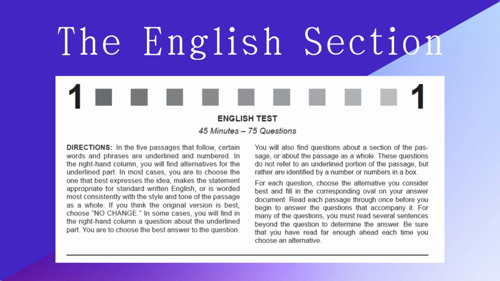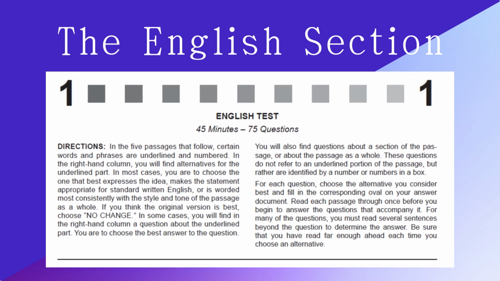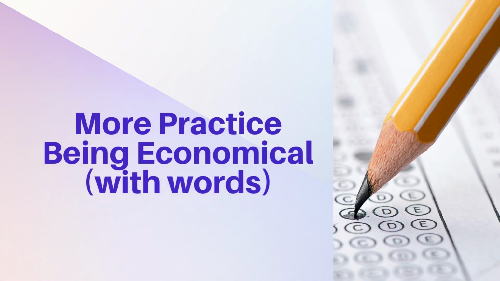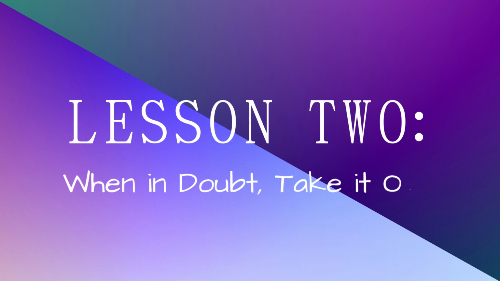Welcome back. Lesson 2 is going to build on what we discussed in Lesson 1, where I really focused on avoiding redundancy on the ACT. Here's a quick reminder that on the English section of the ACT, you only have 45 minutes in which to answer a total of 75 questions. So one of the things that I'll give you tips on is how to work with speed. I like to call Lesson 2, when in doubt, take it out.